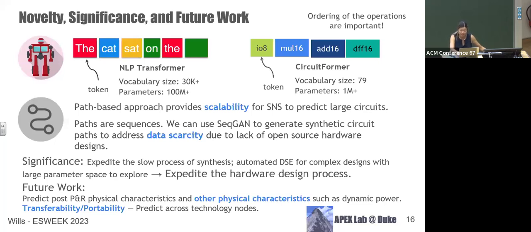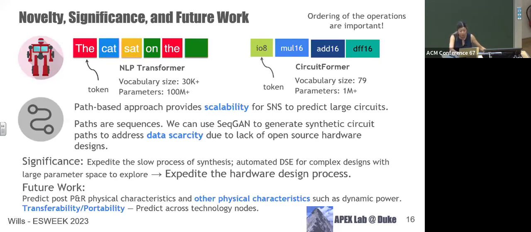So the significance of this work is that to broaden accelerator adoption and also expedite accelerator innovation, especially in modern embedded system development where accelerator-rich SoCs are commonplace, we need to significantly simplify the design and deployment of accelerated systems and improve the ecosystem. So this predictor allows ultra-fast and also automated DSE of complex designs with large parameter space. And eventually we want to be able to speed up the whole hardware design process as a whole. And this is just one piece of it.